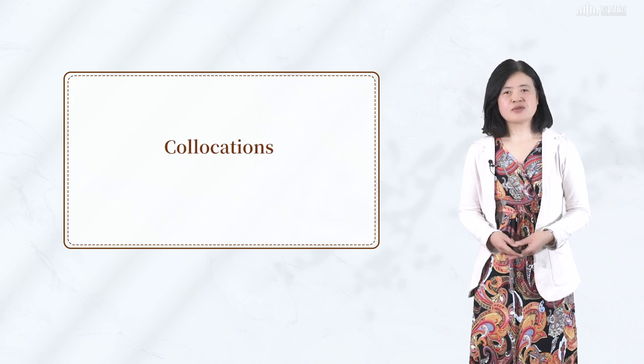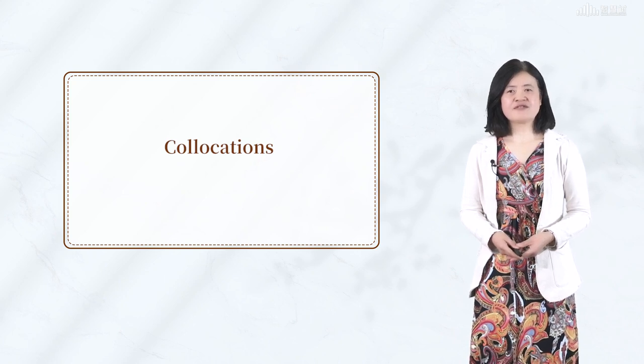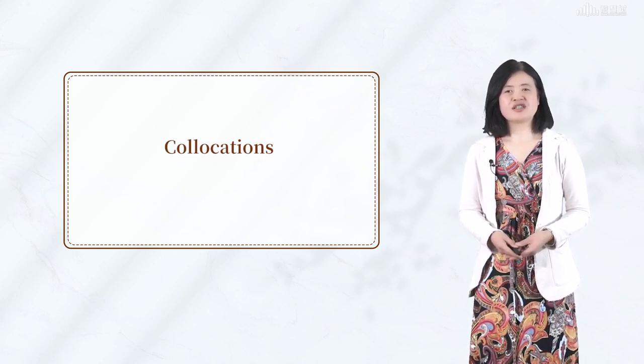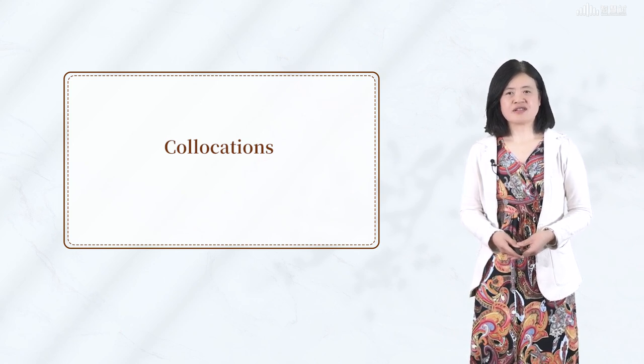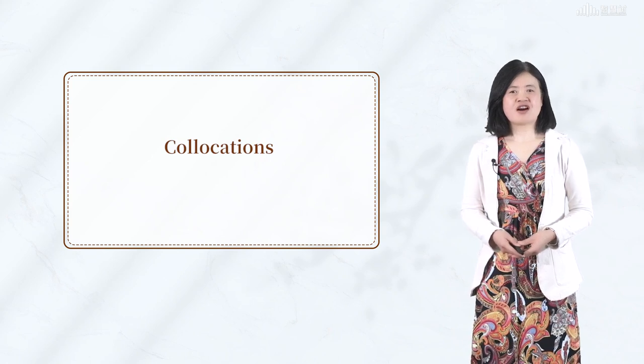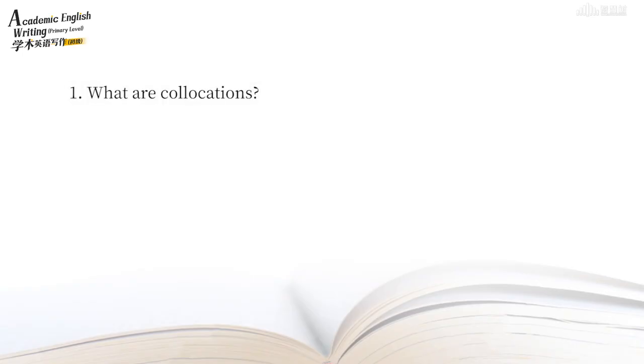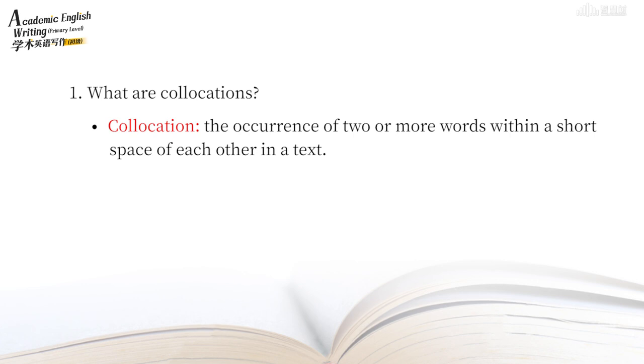To be able to use words effectively, it is very important to know what other words they collocate with. So now, let's first look at what collocations are. When two or more words show up together frequently, we may call one of them a collocate of the other word or words. So collocation refers to the frequent occurrence of two or more words within a short space of each other in a text.